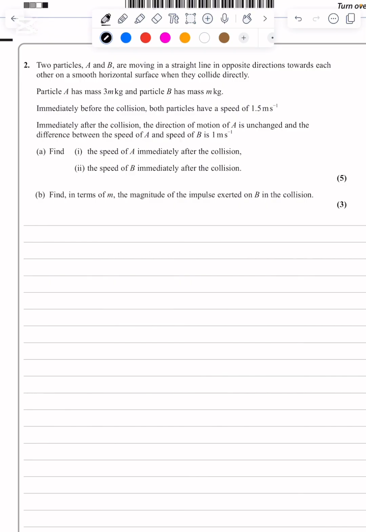Question 2. Two particles A and B are moving in a straight line in opposite directions towards each other on a smooth horizontal surface when they collide directly. Blah blah blah. Okay, wait. Let's just draw this out. This is what I usually do. So this is particle A. This has 3m, so like this. Like this. Both are 1.5 meters per second.